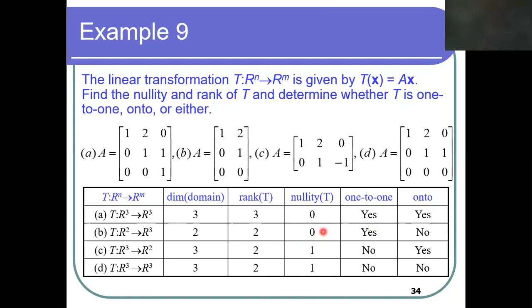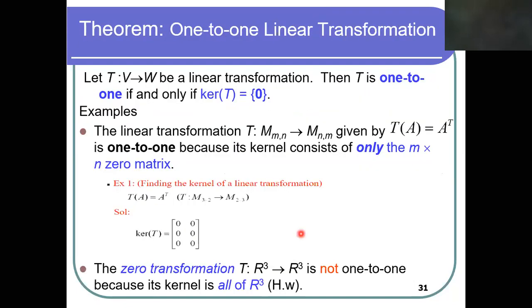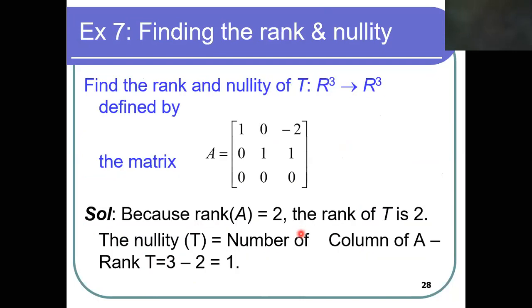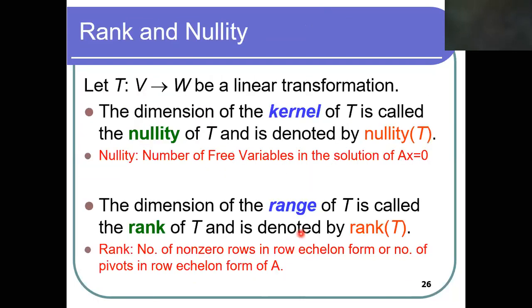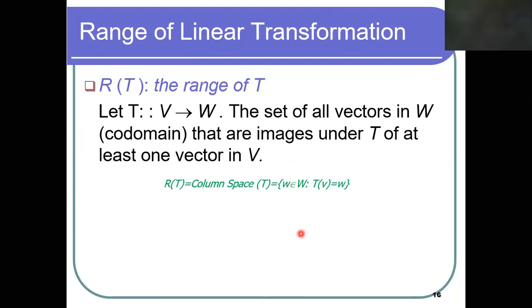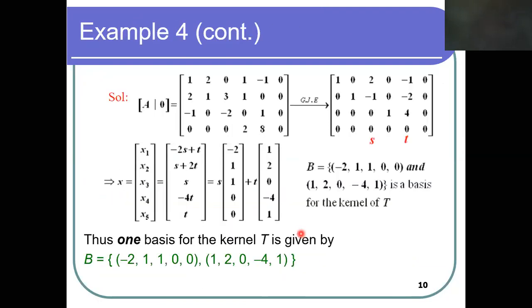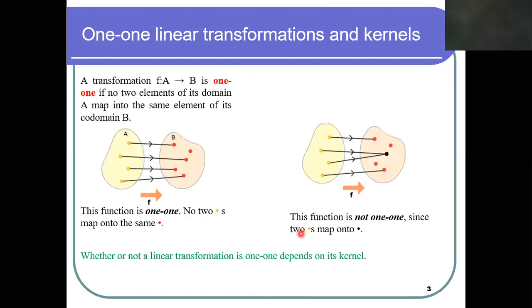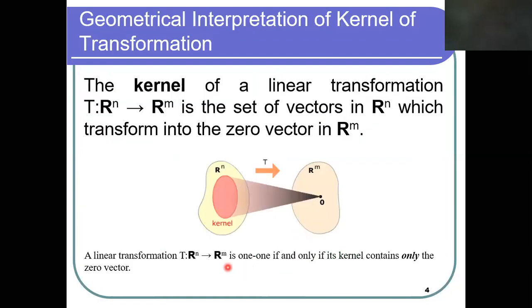The kernel of a transformation, I mean to say the kernel or nullity, is more or less the same thing. Whenever the kernel of a transformation is 0, we apply one theorem: the transformation is 1 to 1 if and only if the kernel contains only the 0 vector.